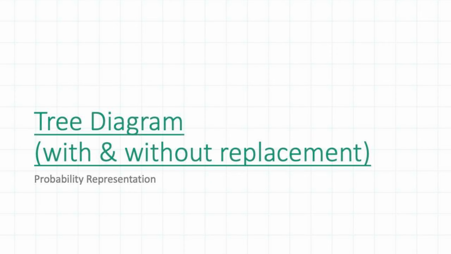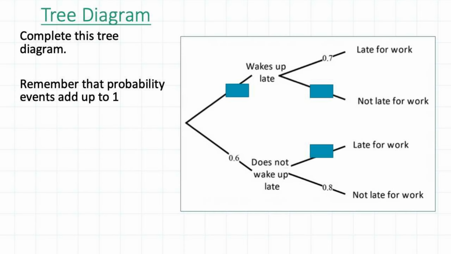Next would be a tree diagram with and without replacement. So if we look at tree diagrams, if I ask you to complete this, so you've probably seen this before. So remember that probabilities have to add up to 1. So if I have the probability of waking up late as being 0.6, then the probability of not waking up late would be 0.4.